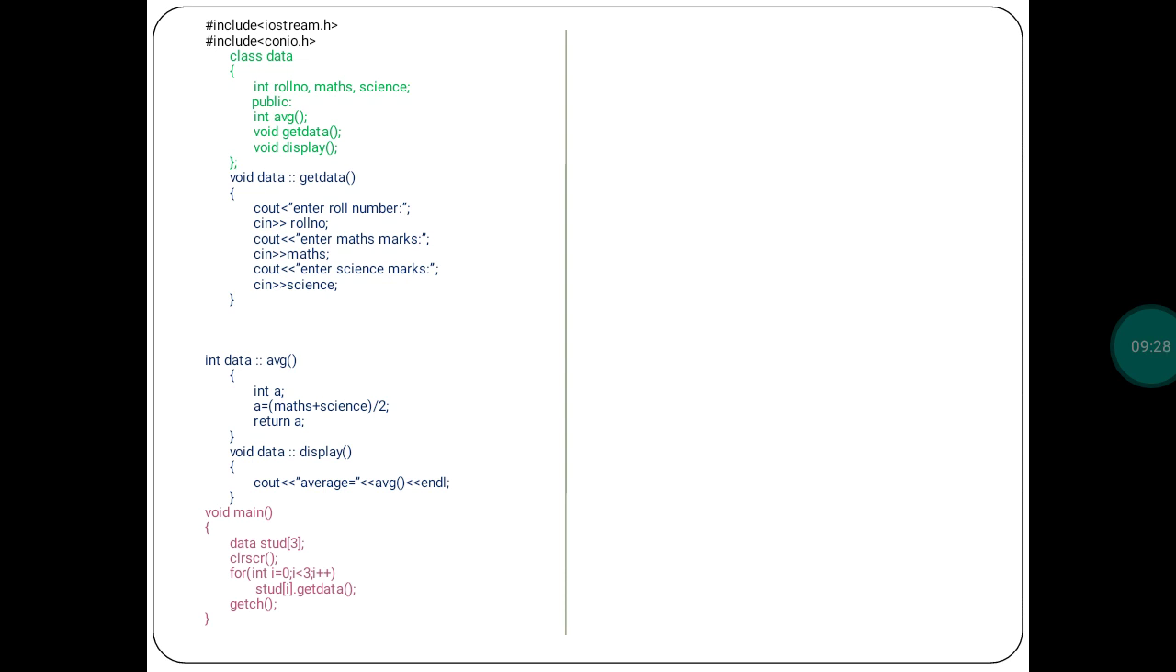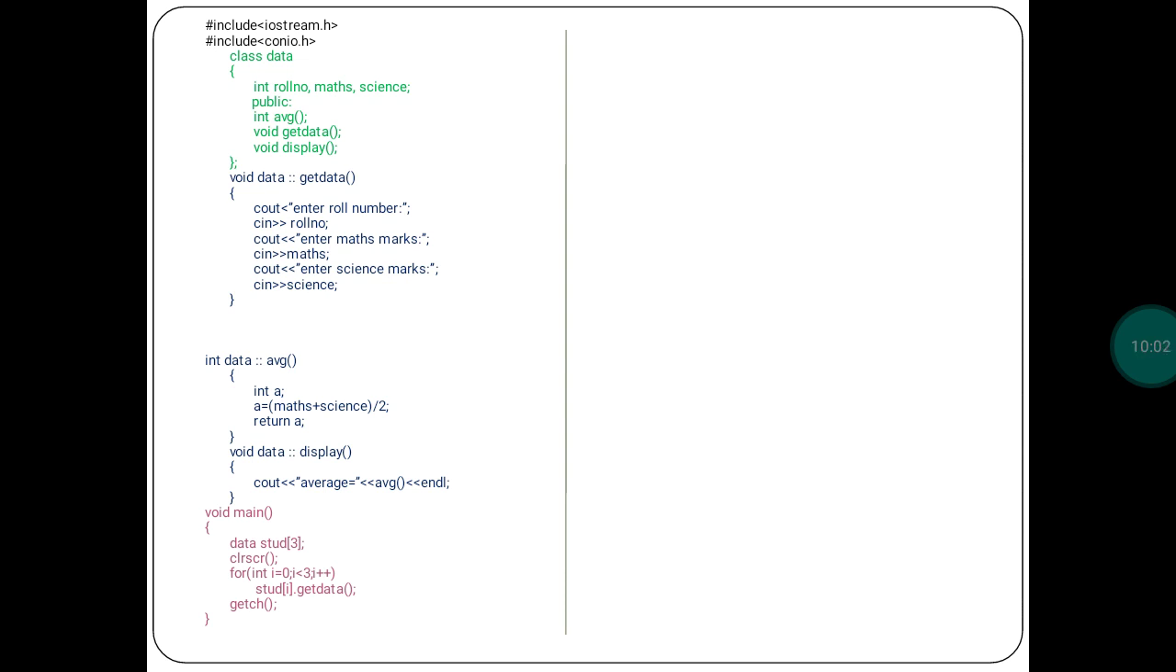Next, void data, scope resolution operator, get data. Void is a keyword and the return type specifier. Data is a class name. Get data is a member function of the data class. Why use the scope resolution operator? To define the member functions. If the question asks why the scope resolution operator is used: it is used to define the members of the class.